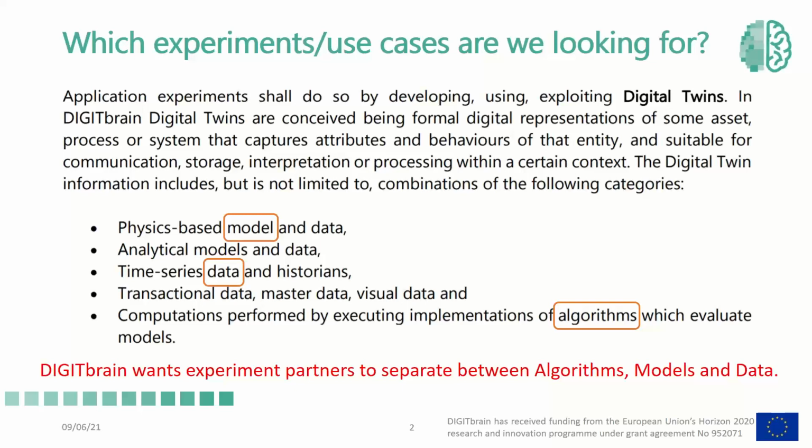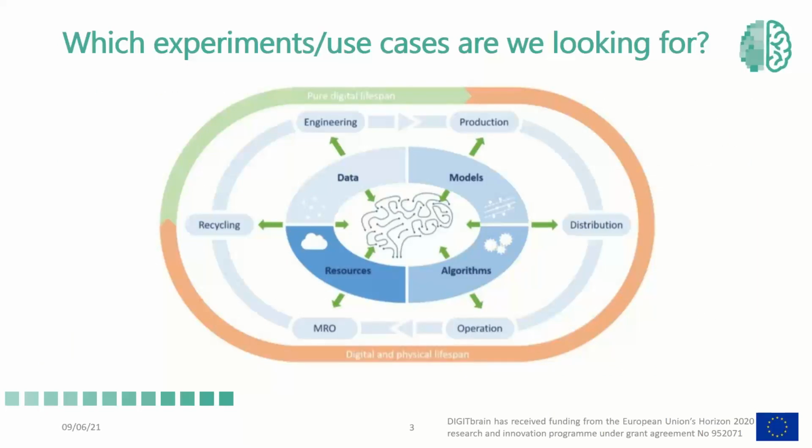We would like experiment partners to contribute algorithms, models, and data and separate them, because we don't want you to just provide a digital twin. We would like to see experiments that build digital twins out of these pillars, out of these assets, and have those assets as reusable components that can also be used in other areas or in similar areas. So reusing and democratizing is one of the motivating elements in the whole DigitBrain project.